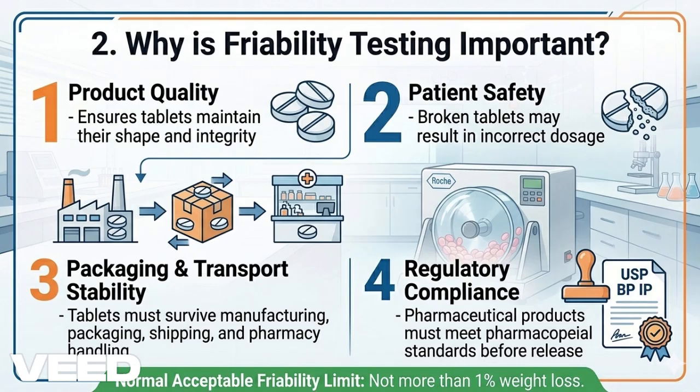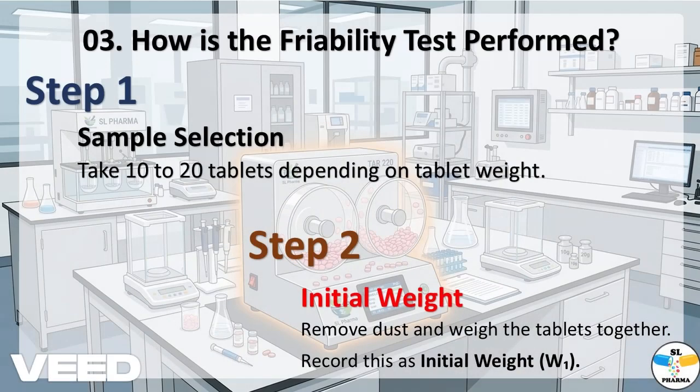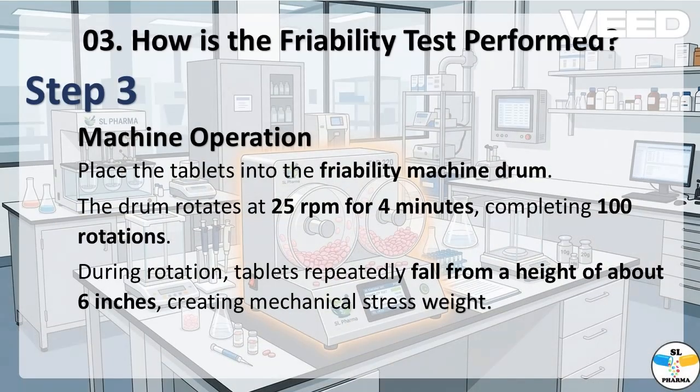Now let's see how the friability test is performed. First, we select a sample of tablets, usually 10 to 20 tablets depending on their weight. Next, we remove any dust and weigh the tablets together. This is recorded as the initial weight, or W1. Then the tablets are placed into the Friabilator drum.